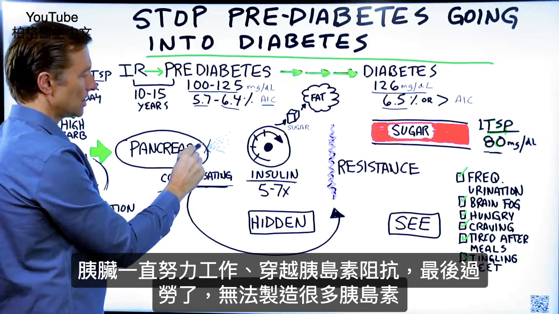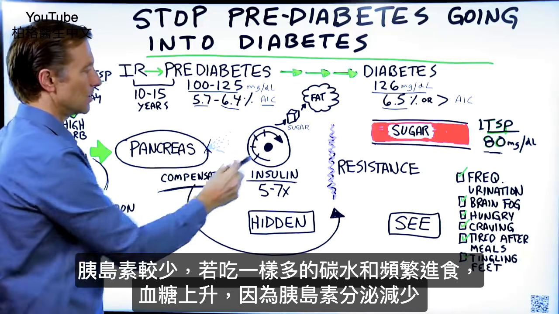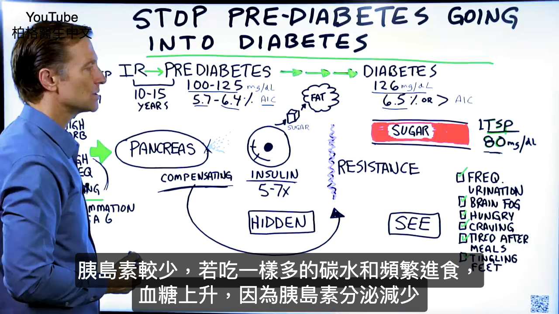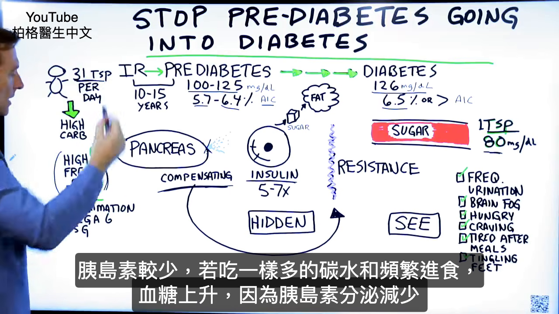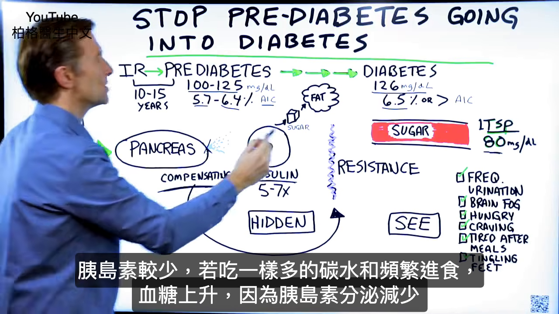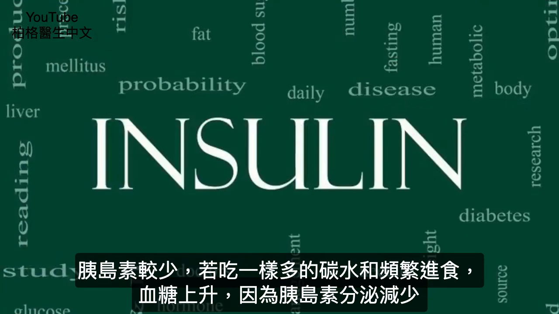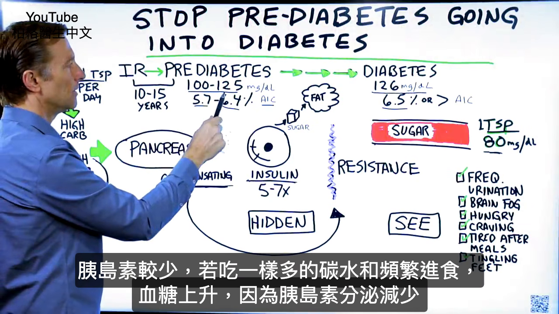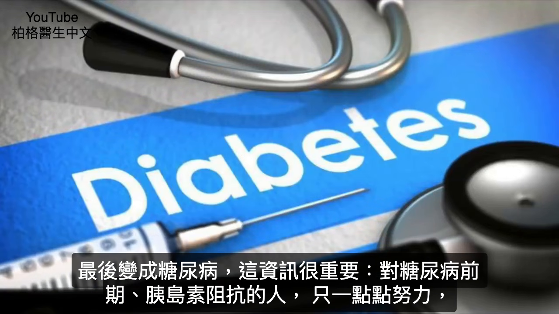So the pancreas can no longer pump out that much insulin. So this starts going down and down. Now we don't have as much insulin. Well, guess what's going to happen? If you keep consuming this amount of carb at this frequency, the sugar is going to start to go up. Why? Because our insulin is going down, so the sugar is going to start going up. Over time, it's going to then turn into full-blown diabetes.